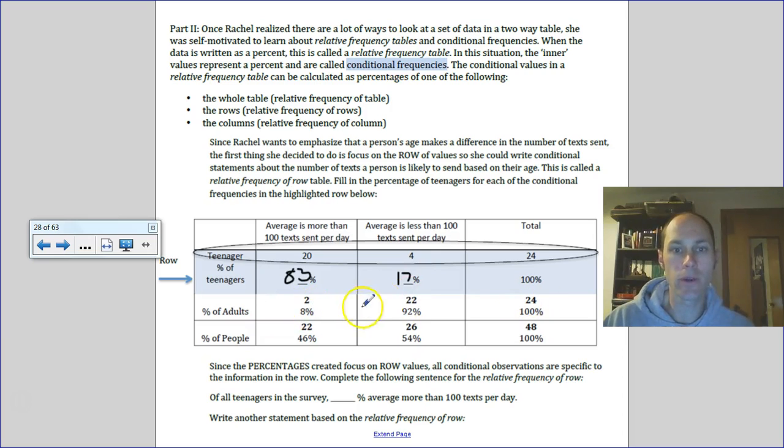The adults, 2 out of 24, that's 8%. 22 out of 24 is 92%. And then we can see the overall. 22 out of 48 is 46%, and 26 out of 48 is 54%.